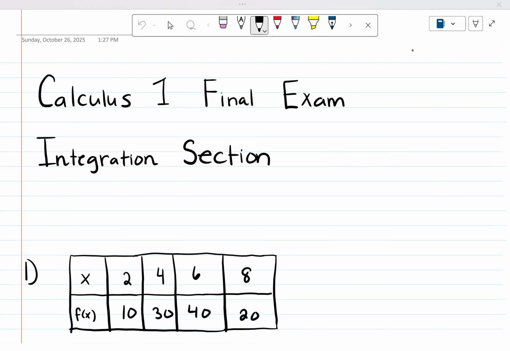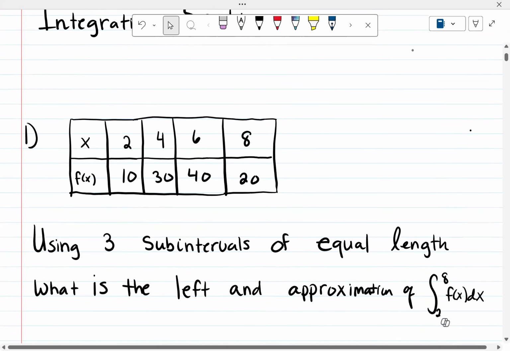Hello, this is going to be the Calculus 1 final exam integration section. Let's start with the integration section. This is a practice final exam, and let's start with question one.